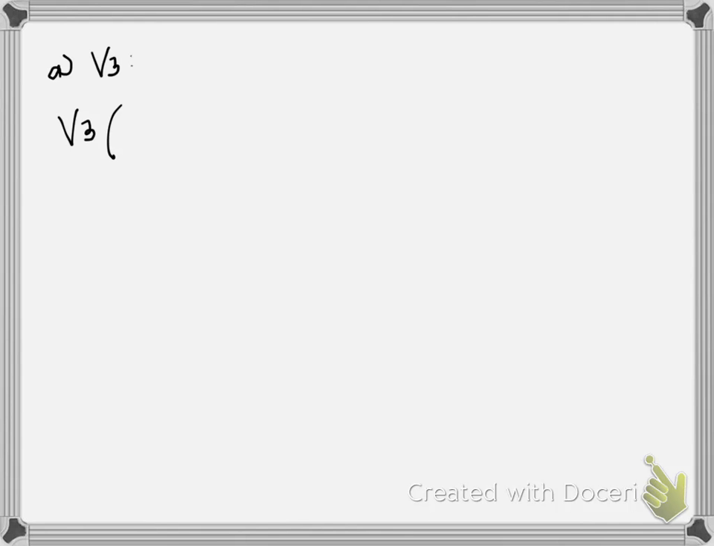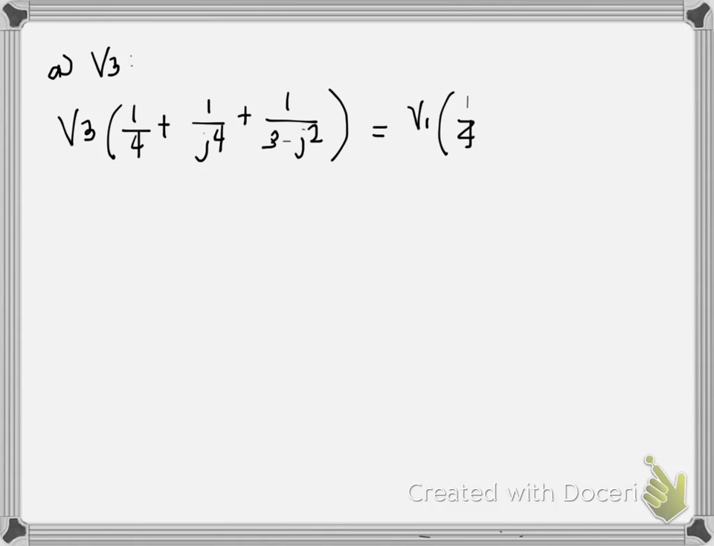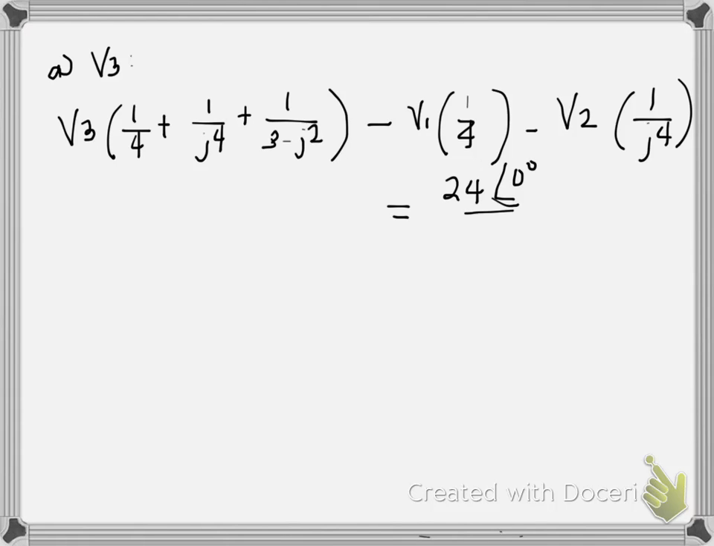Now for equation 2, let's take V3. The node equation for it: V3 times 1 over 4 plus 1 over J4 plus 1 over 3 minus J2, minus V1 times 1/4 minus V2 times 1 over J4, equals 24 angle 0 over 4. Oh, sorry, it's not equal, this is supposed to be minus.